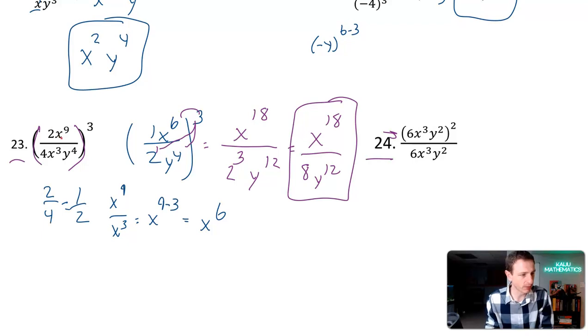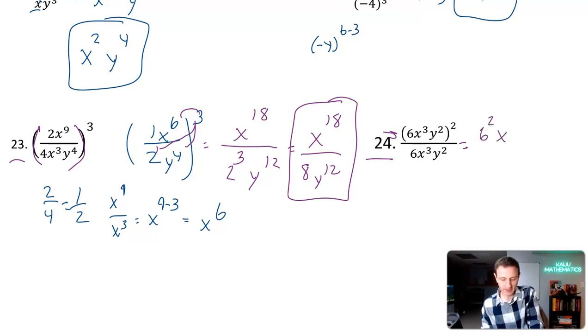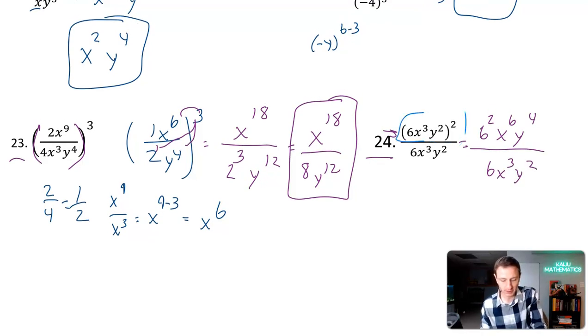So this I was able to simplify because it's all in the parentheses. But here, only the top is in the parentheses being raised to this exponent. So my only route right now is to just raise everything on top to that exponent, where that's being raised to the second power. So this is going to become 6 squared x to the 2 times 3 is 6, and then y to the 2 times 2 is 4, over 6x to the third y to the second. That's my only route, because all of this is being raised to the second power, not the bottom, only the top.